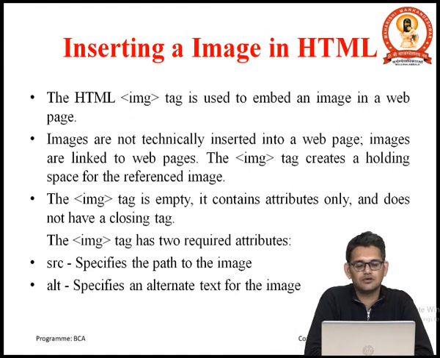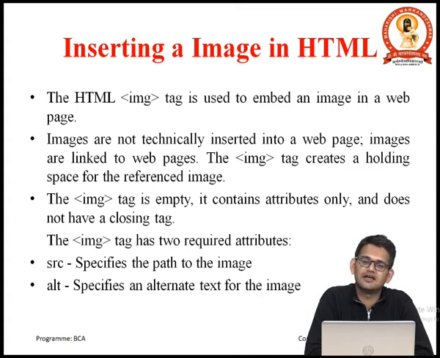So what are the two attributes available within an image tag? These are SRC, which specifies the path of the image, or the source location, where we have put our image in our computer or in our folder. So we need to provide the source location of that image. And the next one is ALT, the alternative text for the image.